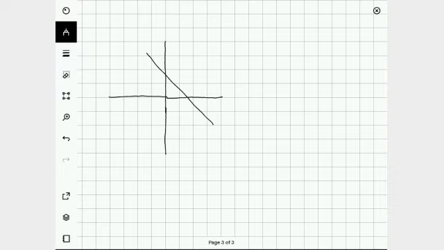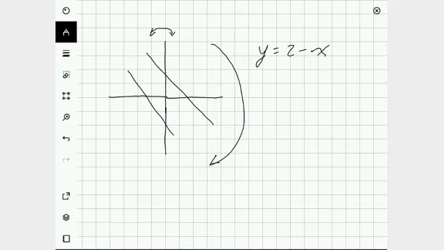Consider this equation of a line. This is something in the ballpark of y equals 2 minus x. This is not an even function. The mirror symmetry around the y-axis is non-existent. This is not an odd function either. If I were to rotate this graph, I'd end up with something over here, which is very much not what we're looking for.